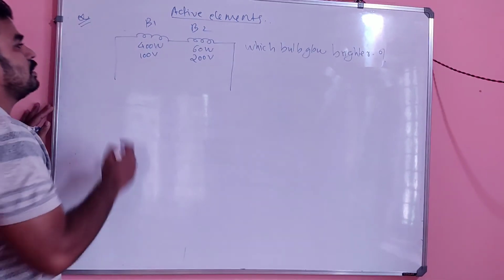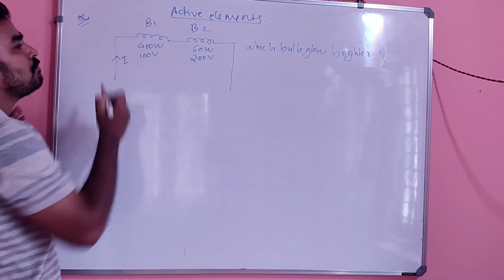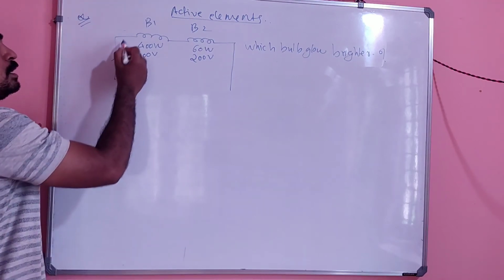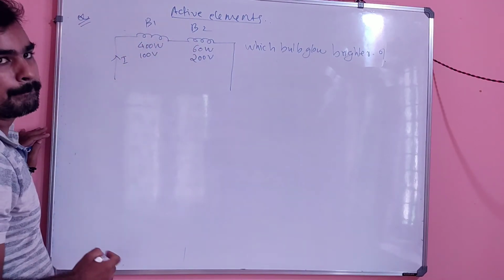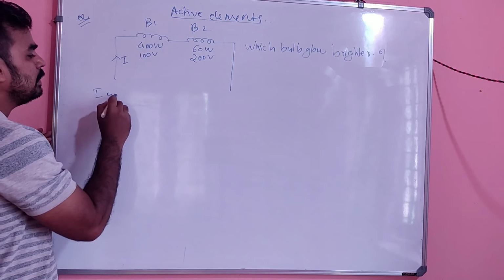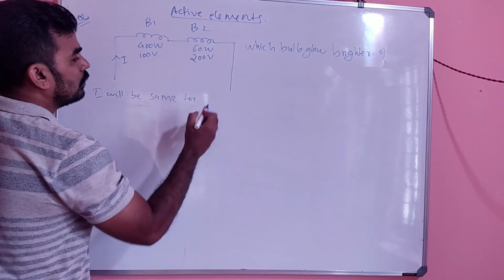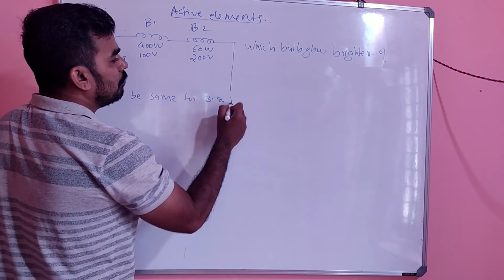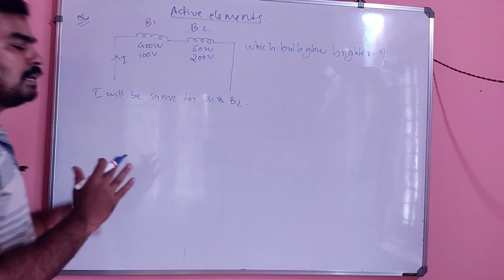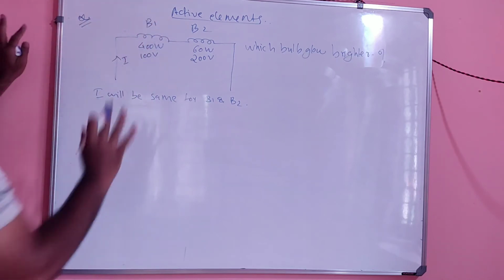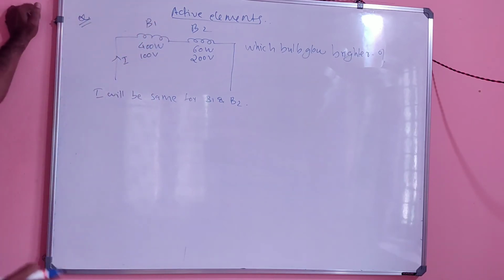You can start from the concept that the current I flowing through each bulb will be the same. That is the concept here. I will be the same for B1 and B2. This is the real core concept you have to apply when you face this type of problem. I will be the same for B1 and B2 because in series connection current will be the same.